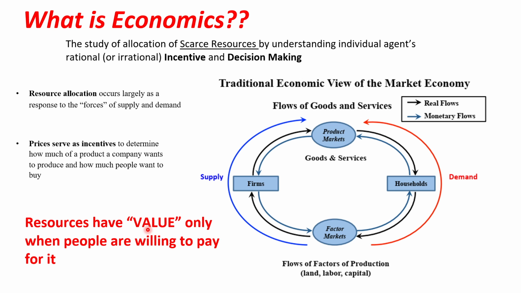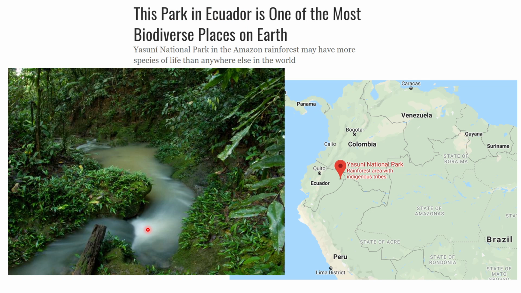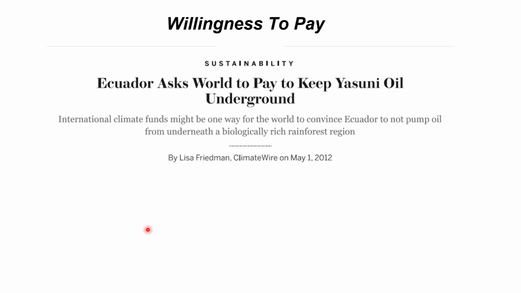Let me give you an example of what we're talking about here. This is the Yasuni National Park in Ecuador. It's one of the most biodiverse rainforests in the world. And what happened? Well, back in 2010, oil was discovered underneath this rainforest. Now, Ecuador is a developing country. People there are relatively poor, and so the Ecuadorian president wanted to lift his people out of poverty, but they also wanted to preserve this rainforest.